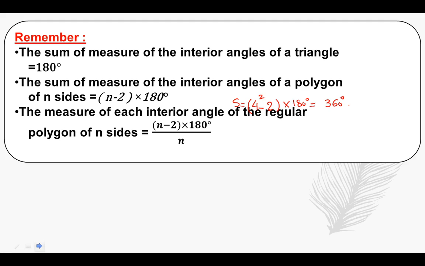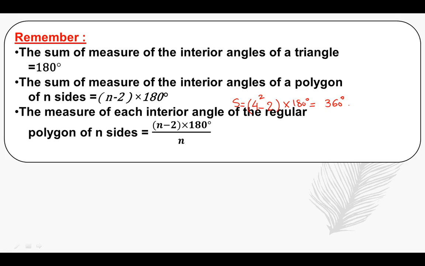And the measure of each interior angle of a regular polygon of n sides equals n minus 2 times 180 over n, where n is the number of sides. In the first formula, we get the sum of the measures of all the interior angles, but here we want to find the measure of each interior angle of a regular polygon.